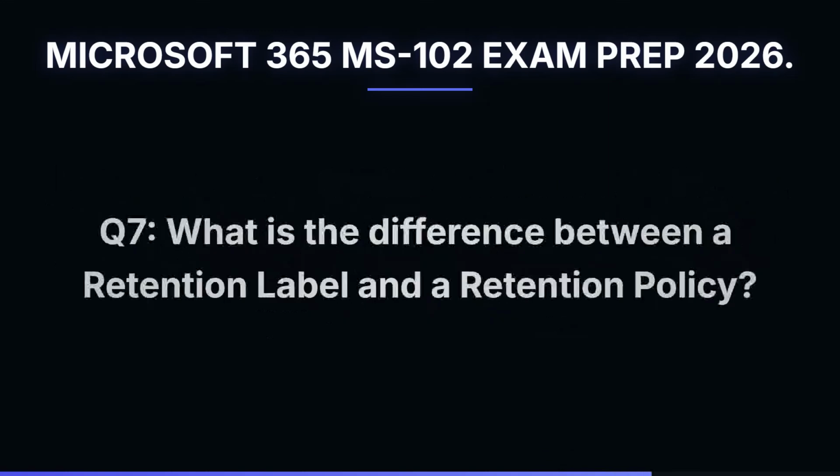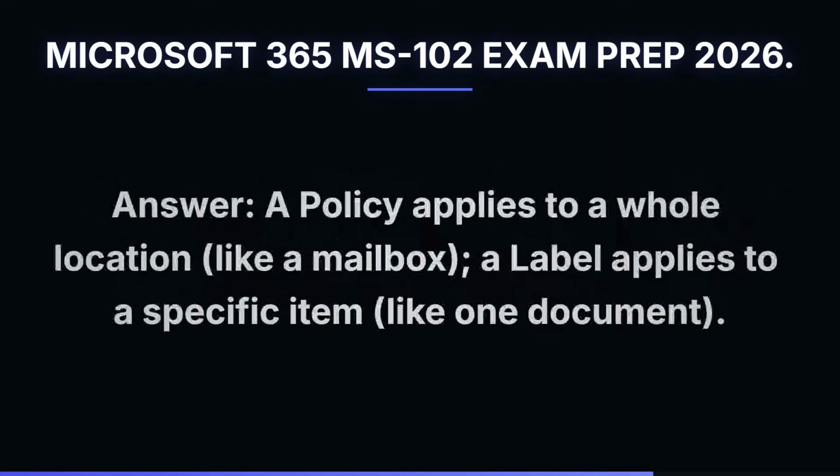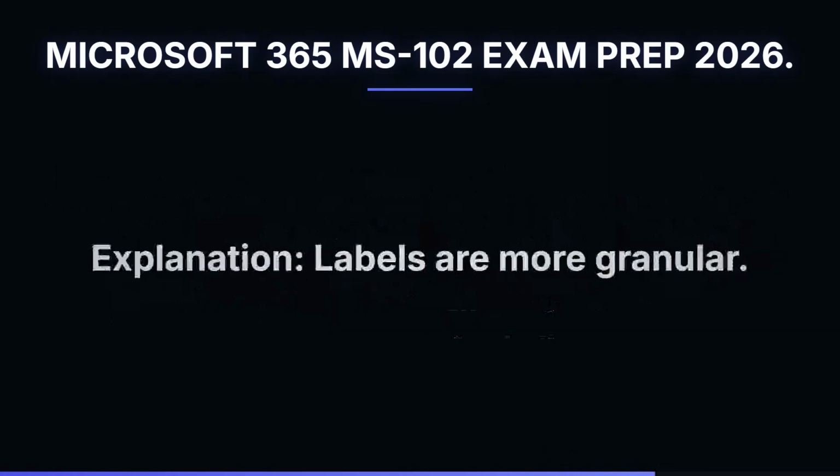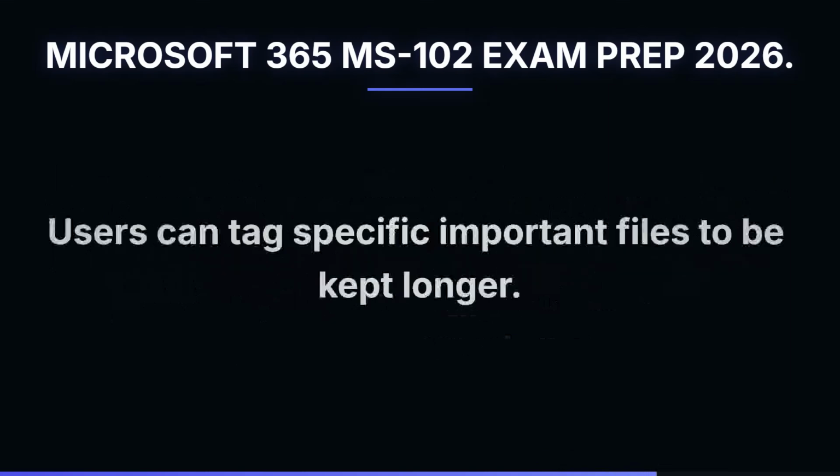Q7. What is the difference between a retention label and a retention policy? Answer: a policy applies to a whole location, like a mailbox. A label applies to a specific item, like one document. Explanation: labels are more granular. Users can tag specific important files to be kept longer.